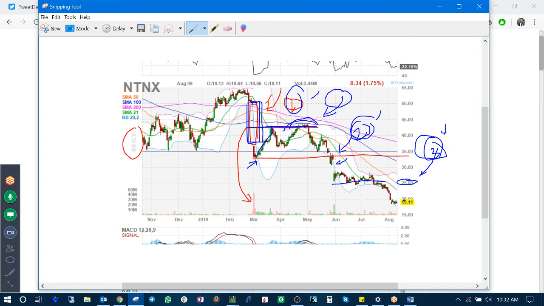And then today, if you ask me, it's pretty oversold. I probably would have a harder time to go short.